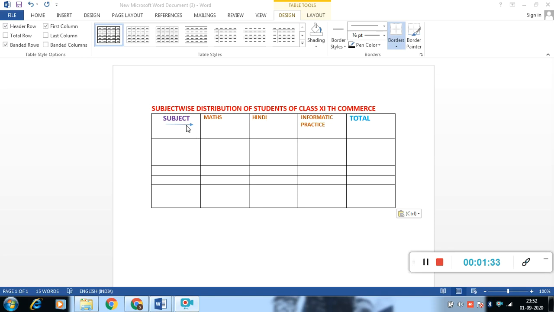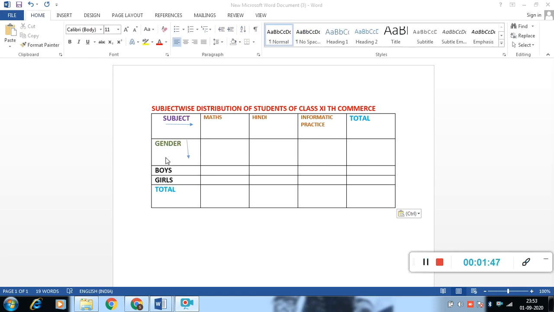this subject is the heading of the column, that is known as caption. Caption is the heading of the column. Next, I have given the heading of the row as gender, and the heading of the row is known as the stub. I'm repeating it again. Heading of the column is known as caption and heading of the row is known as the stub.